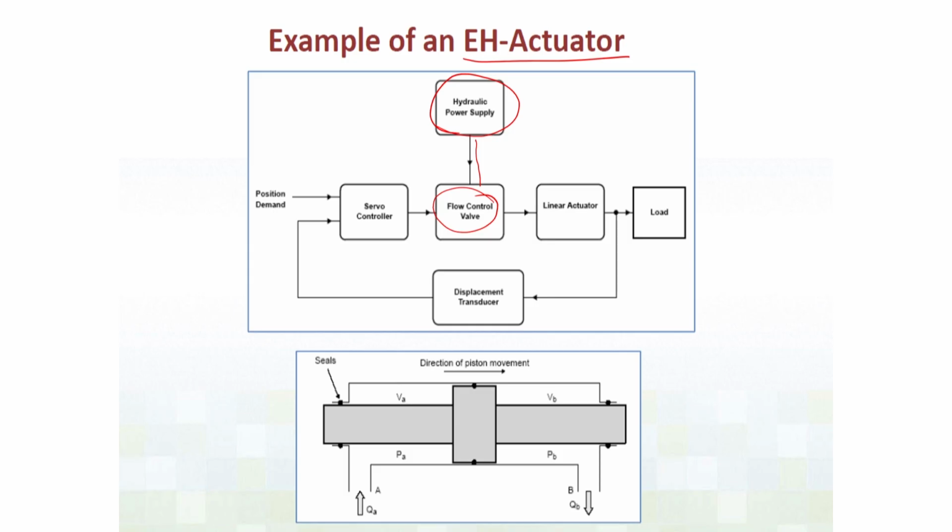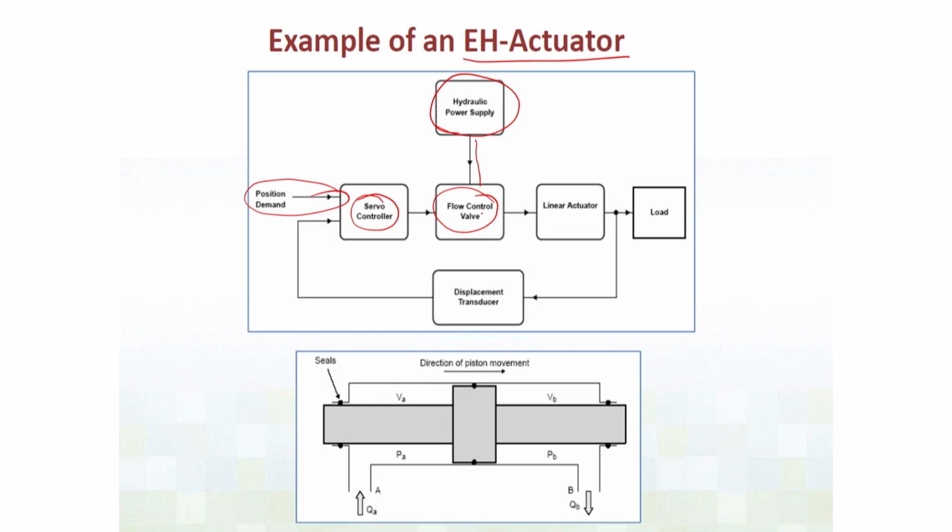The flow control allows the power to come into the main system, and let us say if you allow the flow to come, who decides that? That is decided by a servo controller. So, servo controller, what does it know? It only knows what is the demand position.